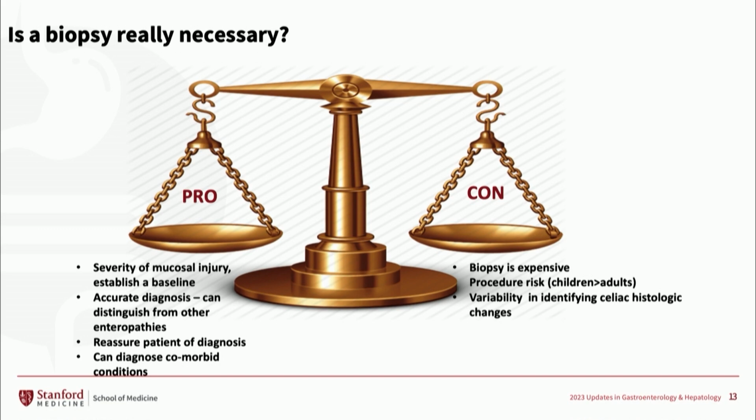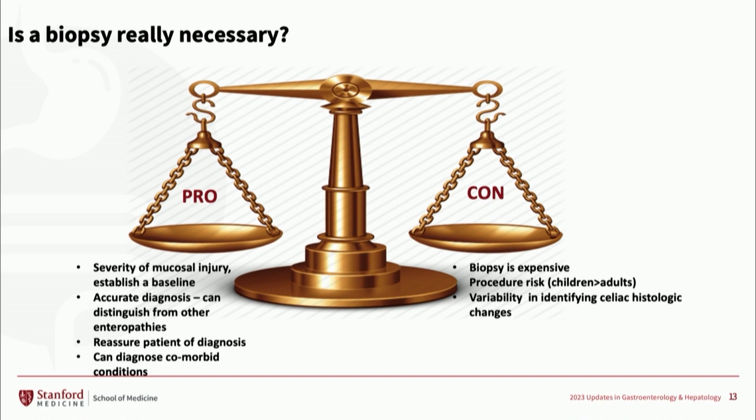And this may reassure the patient so they buy into the gluten-free diet more. And also in adults, celiac disease is a common disease and it coexists with a lot of other things. So it allows for diagnosis of comorbid conditions. The disadvantage is that it is expensive.